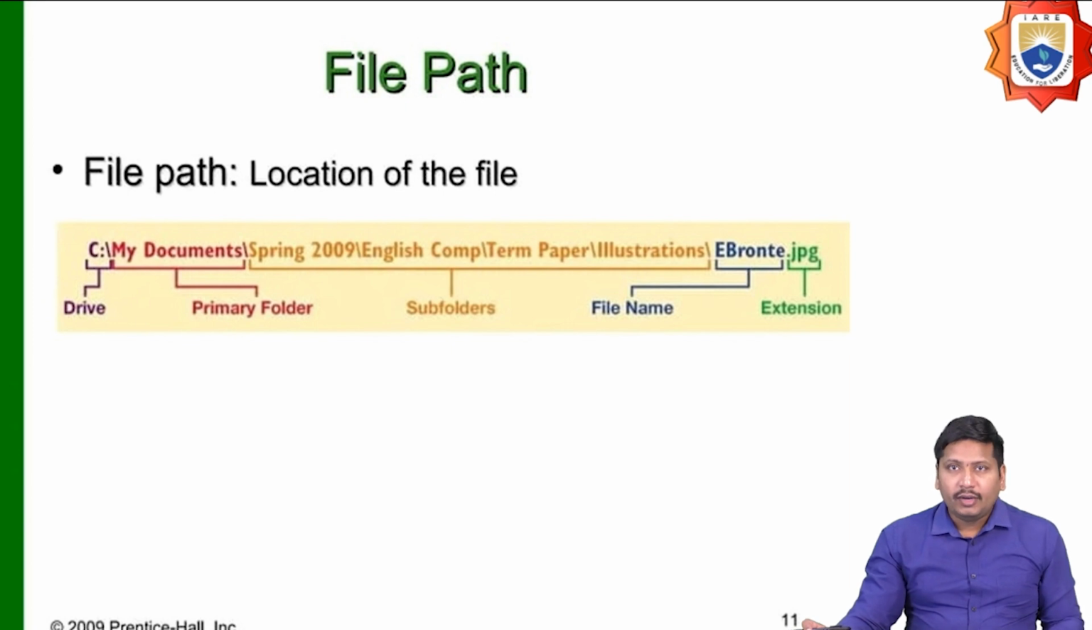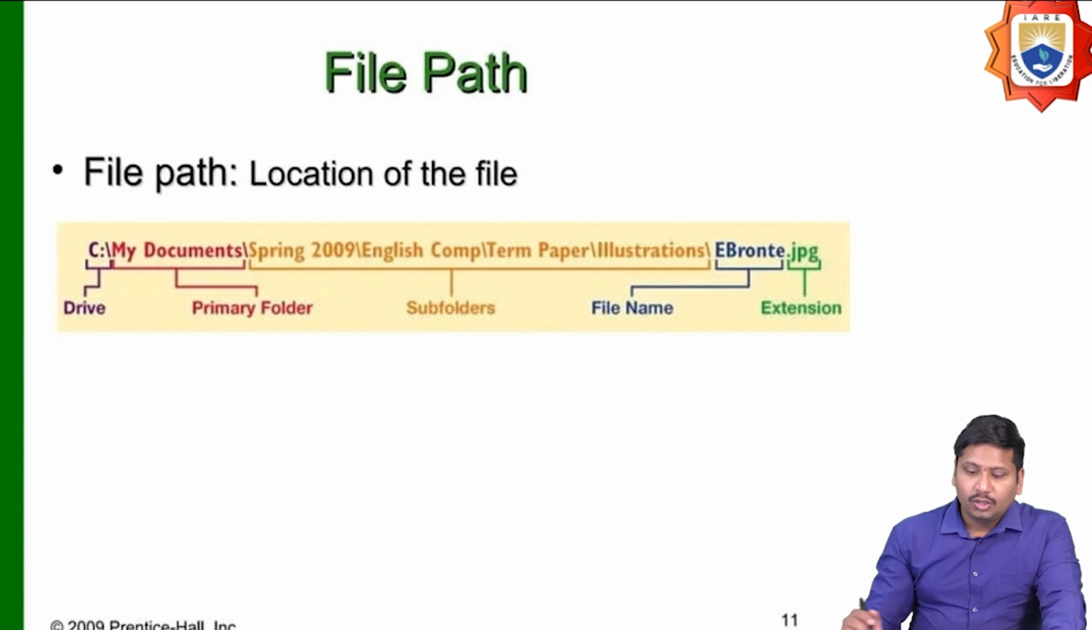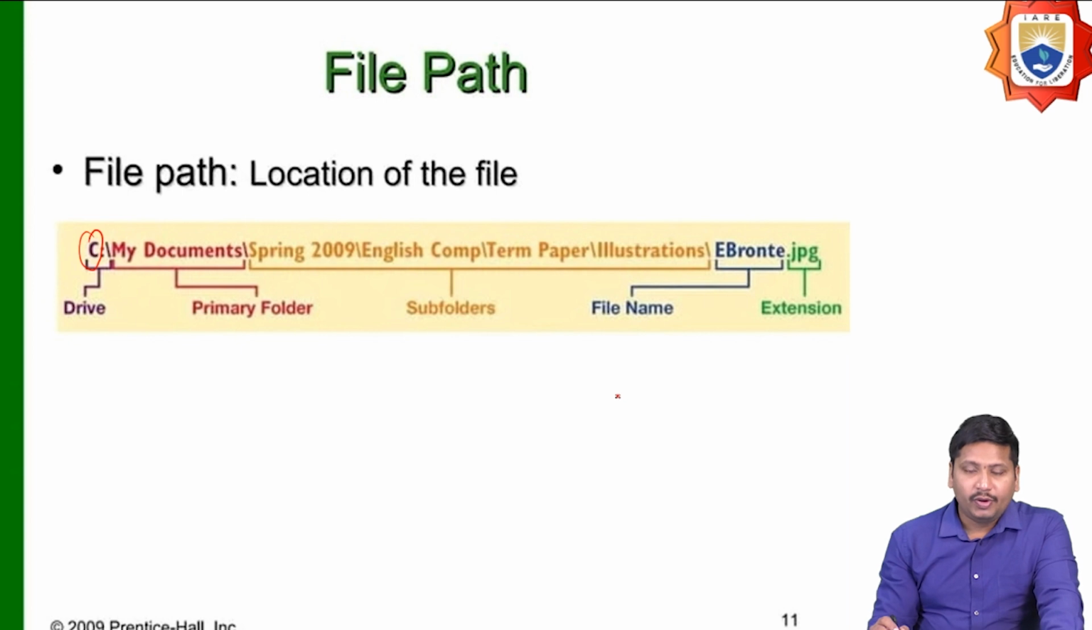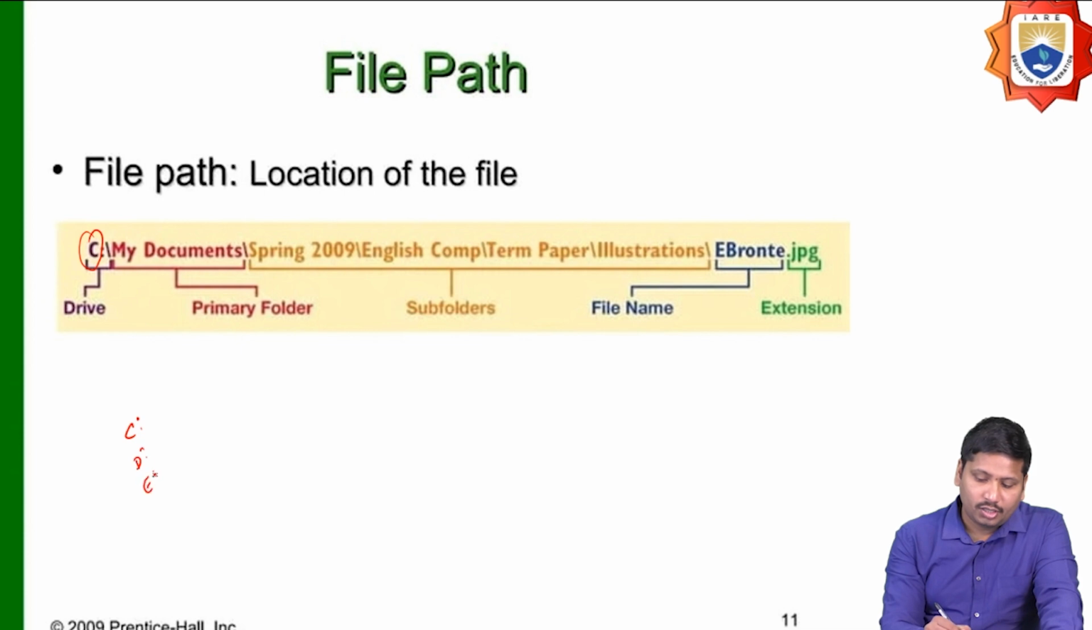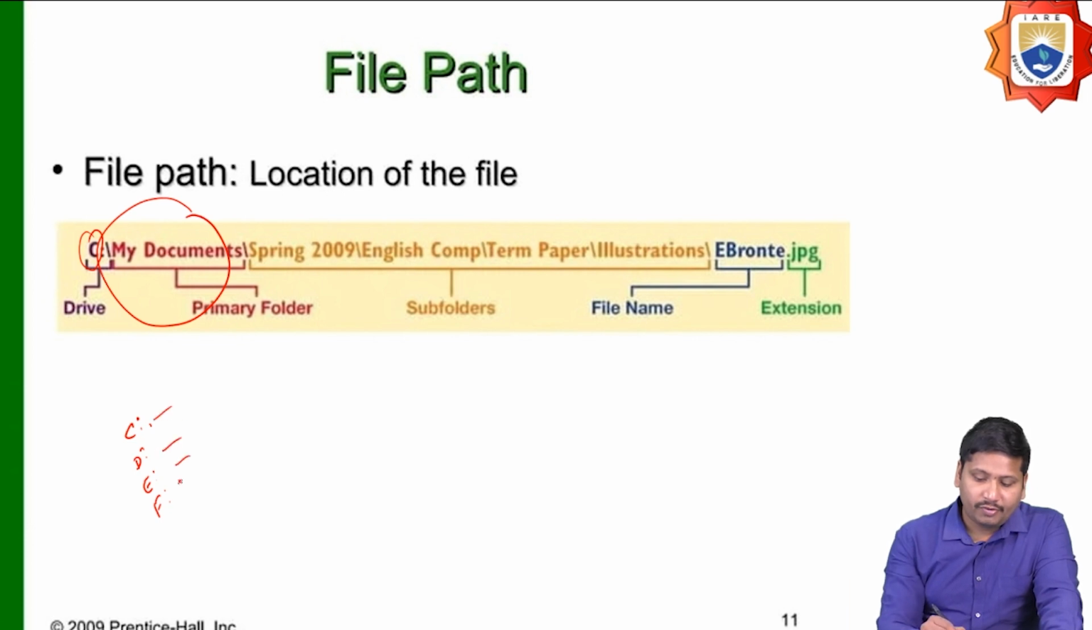And here is the file path. So how we are going to save the file path is the thing. For that, what we are going to do: first we have to specify the drive name. So what kind of drive am I going to choose, whether it may be C drive or D drive or E drive, whatever, we have to choose the drive, and then we have to select the primary folder.